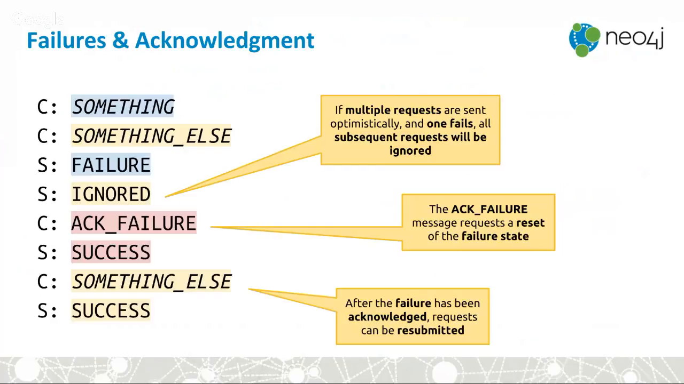And in order to then reset out of that failure mode and to stop things being ignored, the client has to send an ACK failure, and that basically says to the server, yes, I've seen that there's a problem. I've seen you haven't carried out these other things. That's fine. I can resume from here. And assuming that succeeds, which it always should, assuming you're in the failure state, then you can carry on successfully executing more things after that.